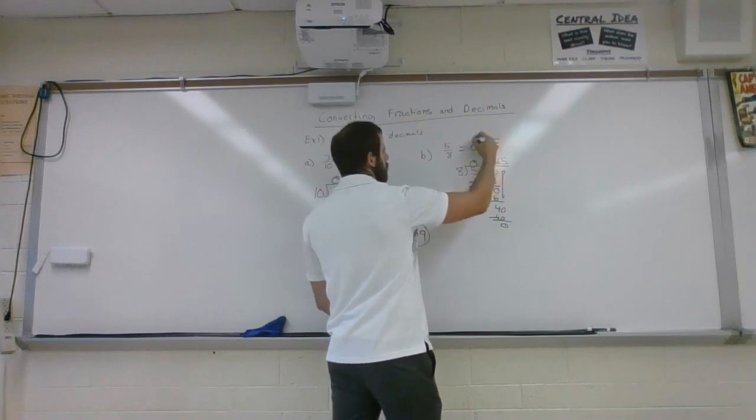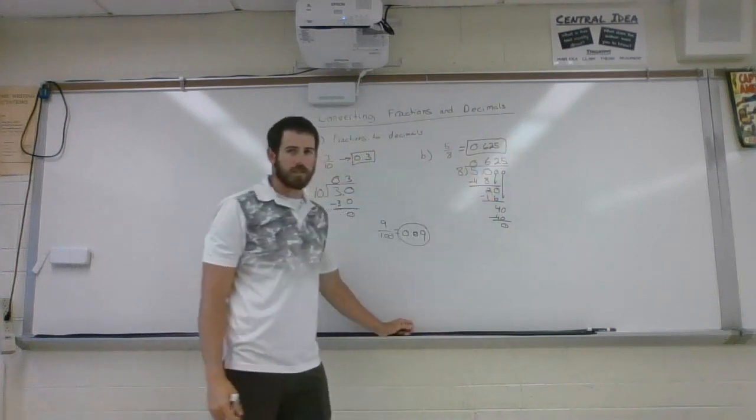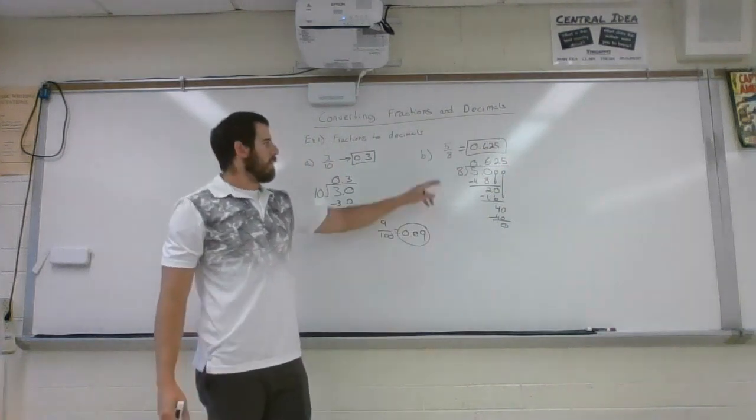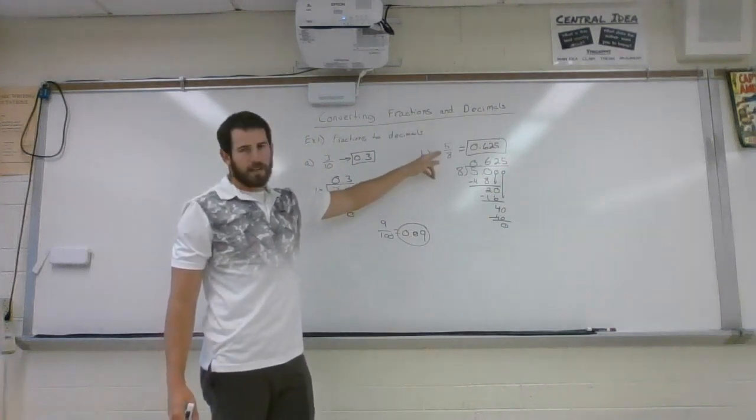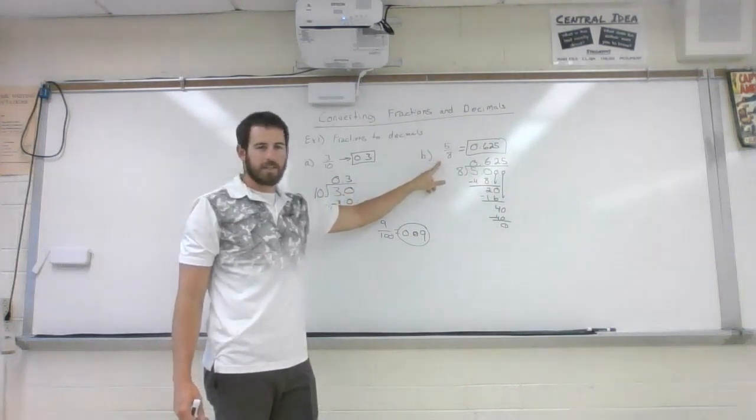0.625. This is going to be one of the more difficult ones because it has 3 decimal places. It just requires a little bit more work. You'll notice there's kind of a pattern to a lot of fractions. This one has a pattern. It's not as easy to remember.